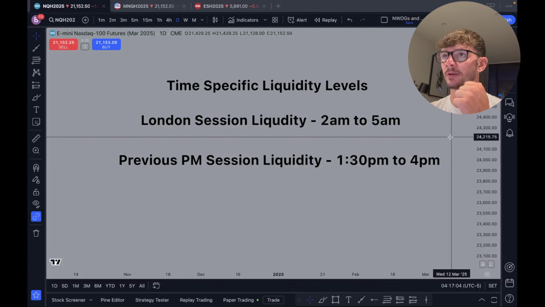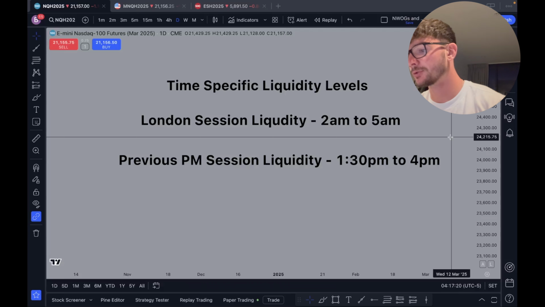Obviously, we have things like the previous day's low as well. If I'm looking for a bullish move, you could also say that's a time-specific liquidity level. Previous week's low, previous month's low, really, but obviously they don't happen as often, but they're definitely levels you can look at for this setup for sure.